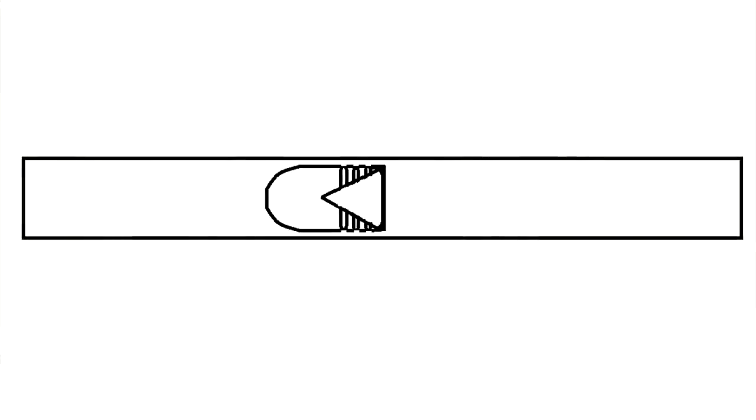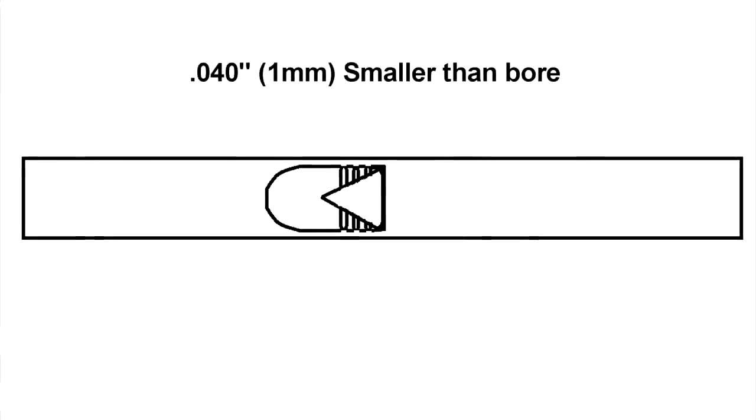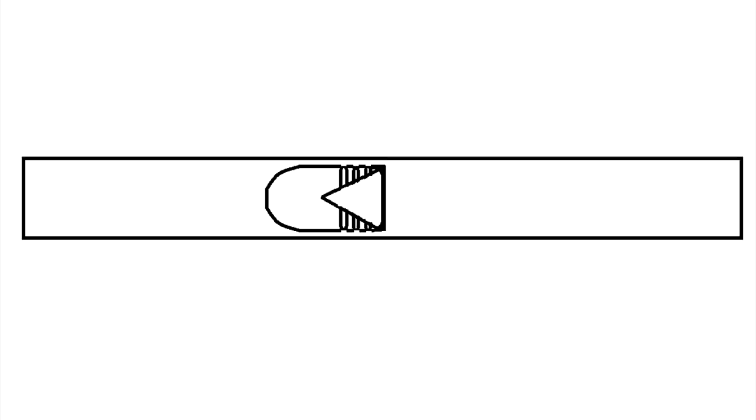This mini ball is 40 thousandths of an inch smaller than the bore of the shotgun. While 40 thousandths of an inch, or about 1 millimeter, may not seem like a really big gap, as far as firearms go, this is like trying to shoot a .38 out of a .45 ACP.